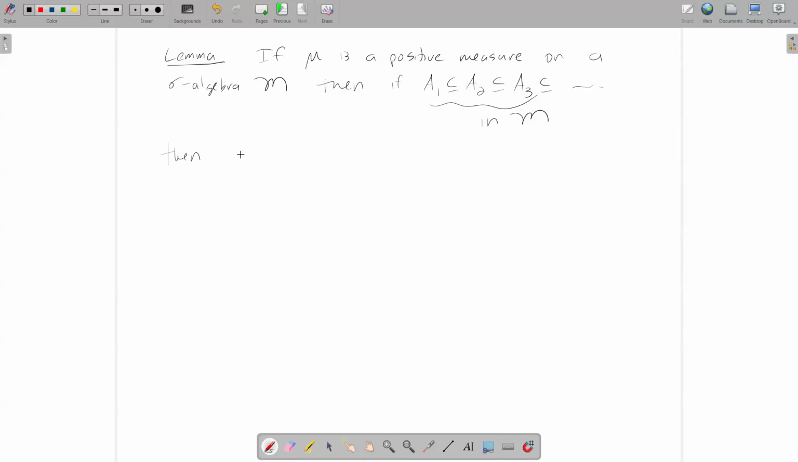Then the measure of the union is equal to the limit as n goes to infinity of the measure of the individual A_n's. Okay, so that's basically the statement here.